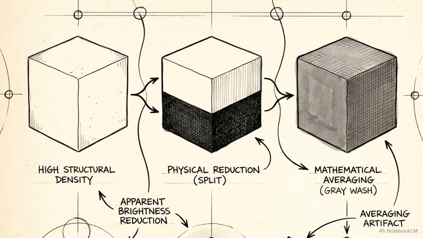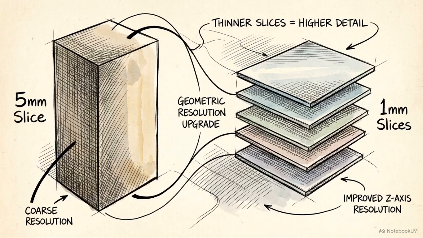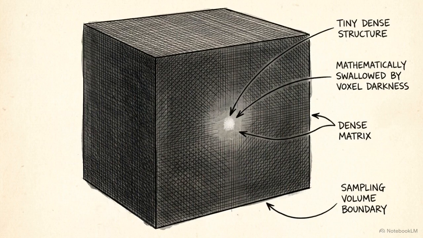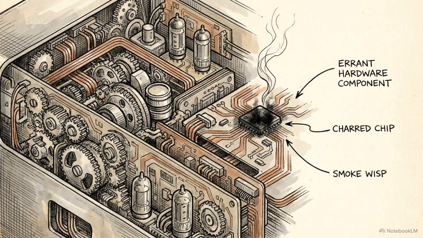This leads to a clinical certainty. Partial voluming will only reduce the apparent attenuation of a dense object. It cannot increase it. Utilizing smaller slice thicknesses minimizes this by increasing the geometric resolution of the scan. A related issue, incomplete projections, occurs when objects like the patient's arms are captured in some projections but not others, creating inconsistencies. In both cases, any structure smaller than the sampling volume will have its true density obscured by mathematical averaging. Beyond beam physics, some artifacts are the result of mechanical and temporal failures.